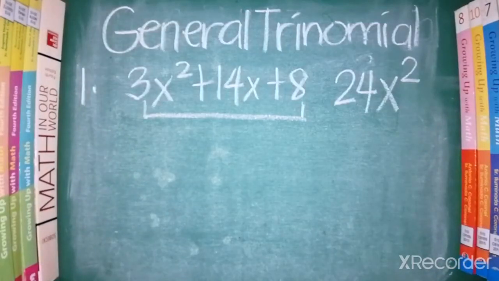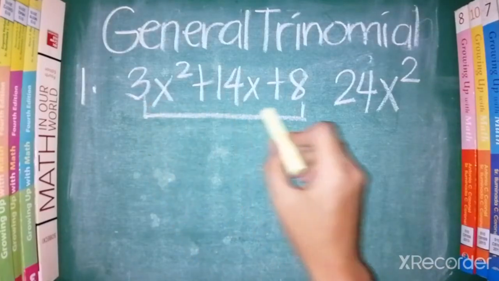Our last method is factoring polynomials using general trinomial. When we say general trinomial, that is a normal trinomial using grouping so that you can get the factors. So we have here an example of 3x squared plus 14x plus 8. The first thing that we do is multiply the first term and the last term. So you have here 3x squared and 8.